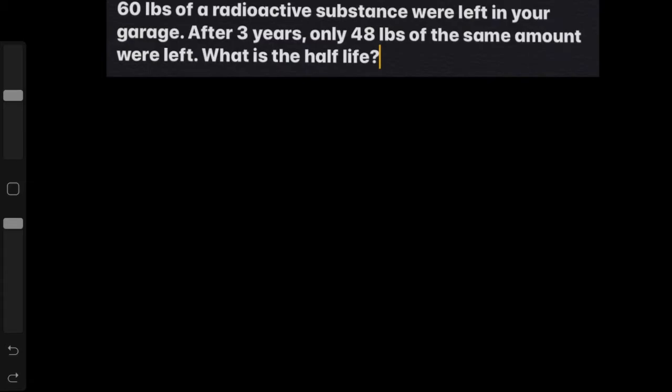So now we have a different kind of problem. 60 pounds of a radioactive substance were left in your garage. After 3 years, only 48 pounds of the same amount were left. What is the half-life? So now in this problem, we're gonna have to find the half-life instead of the final amount. So we're gonna use the same formula again.